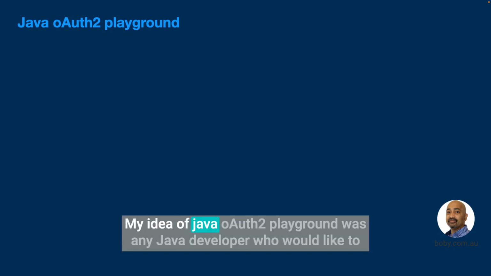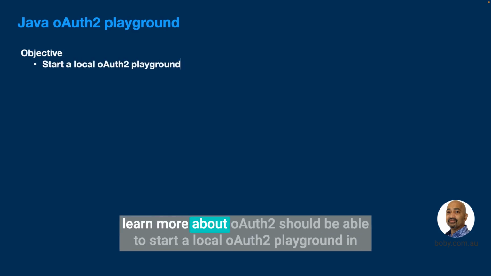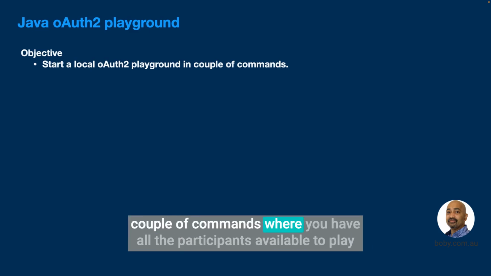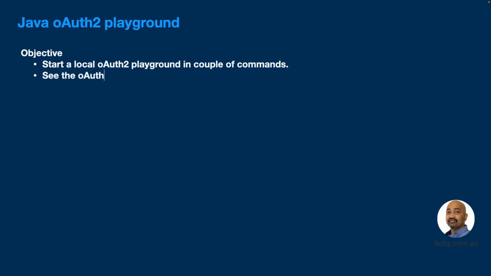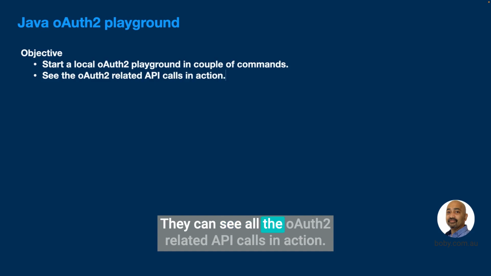My idea of Java OAuth2 Playground was that any Java developer who would like to learn more about OAuth2 should be able to start a local OAuth2 Playground in a couple of commands, where you have all the participants available to play with, like authorization server or identity server, or resource servers, etc. They can see all the OAuth2 related API calls in action.